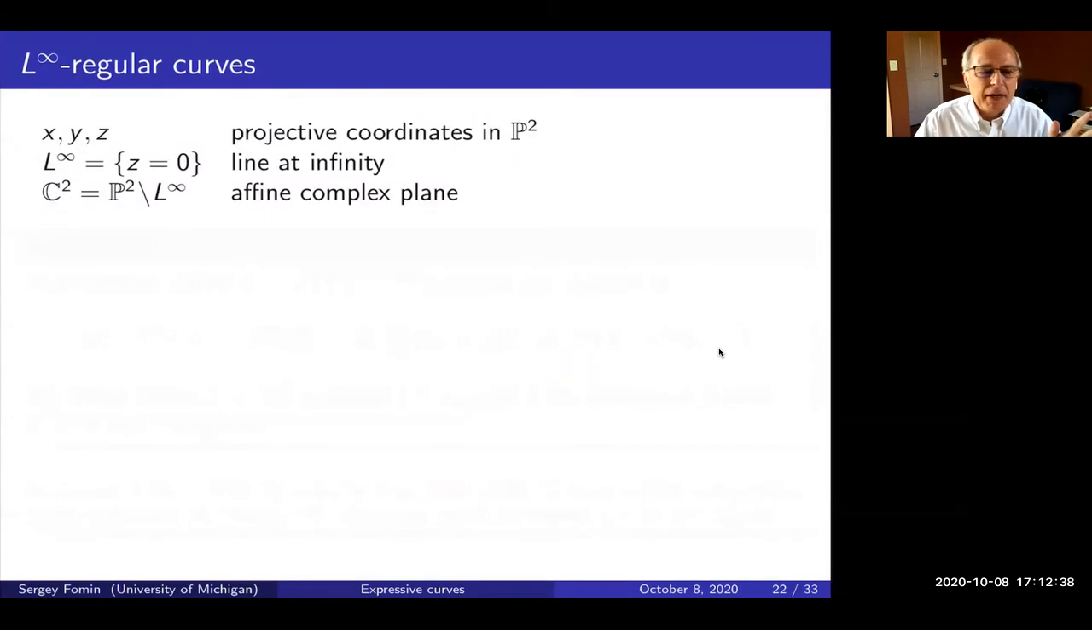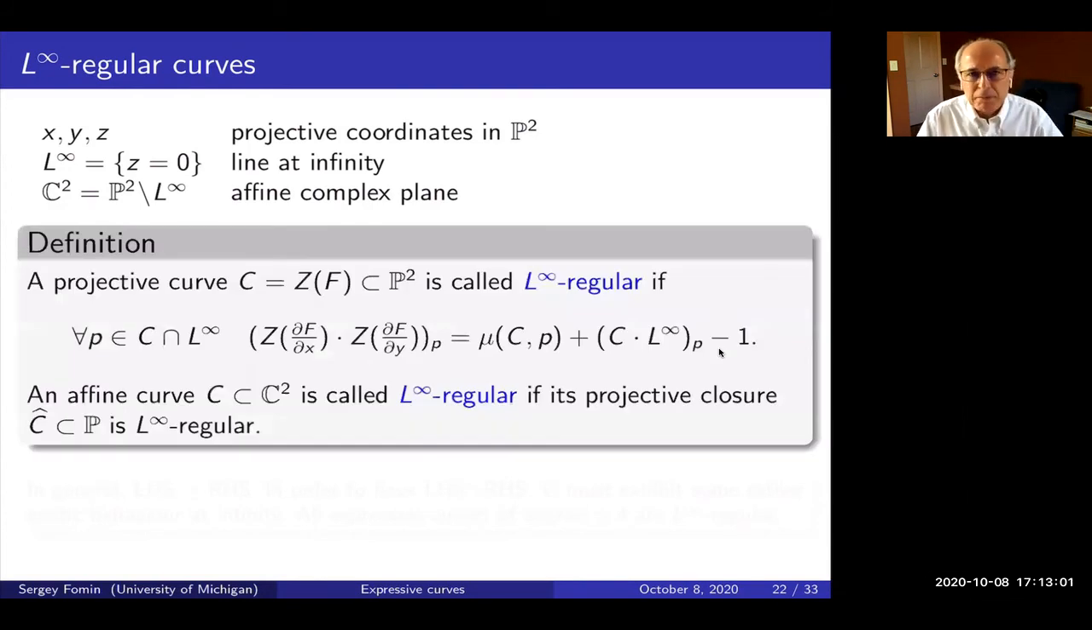I denote by L infinity the line at infinity, which is given in projective coordinates by z equals 0. And I identify the affine complex plane with the complement of that line within P2. Okay, so here comes my mild technical condition. It's called L infinity regularity.